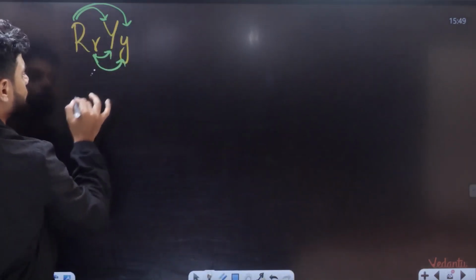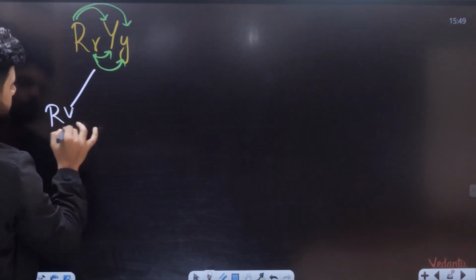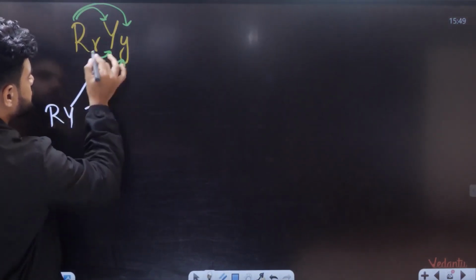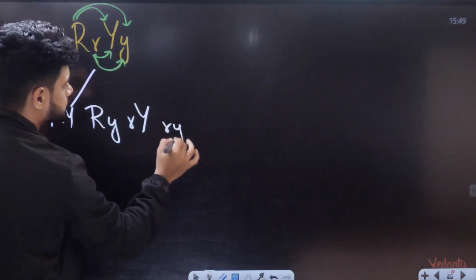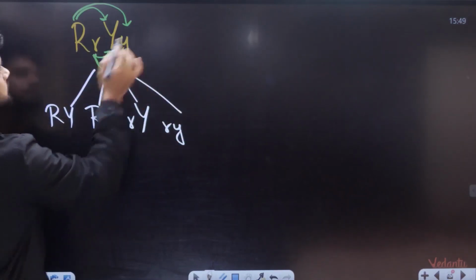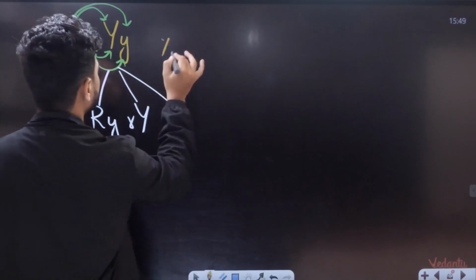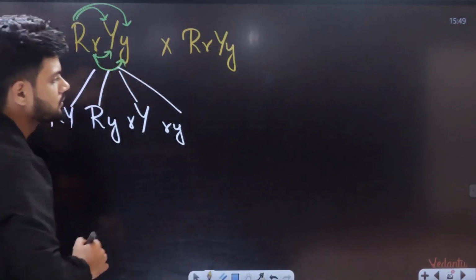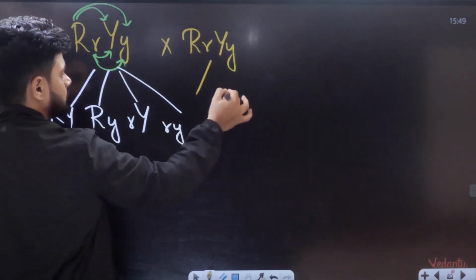The gametes which we get from one of the parents are capital R, capital Y, capital R, small y, small r, capital Y, small r, small y. So 4 different gametes from one parent. And we are crossing this with the other parent also. It's selfing of F1. So what do we do? Here also we'll get 4 gametes.